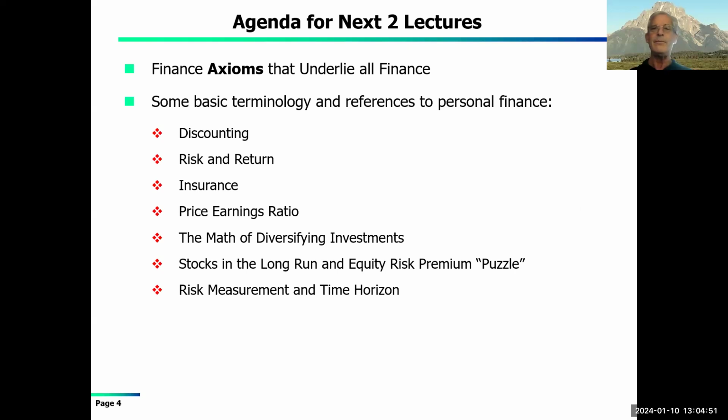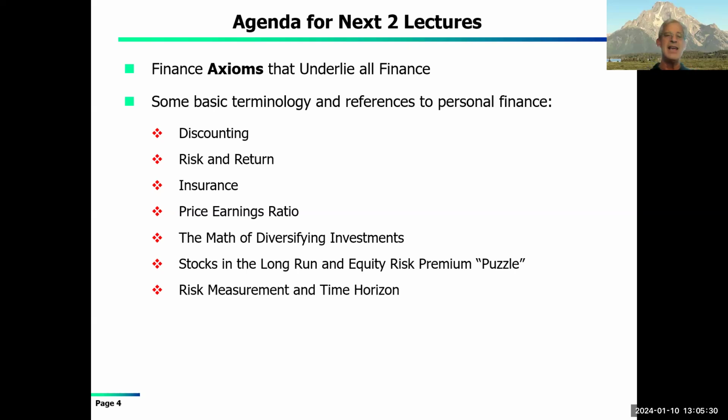Now I've got to get rid of this so I can see the slide here. What we're starting with is finance axioms. It's one of the key things you learn about in graduate school. What are the assumptions? What's driving this? You're going to find out that there are 3 of them that we're going to talk about, and then we're going to talk about a variety of terminologies that are relevant to thinking about personal finance. Those issues are the ones listed on the slide.